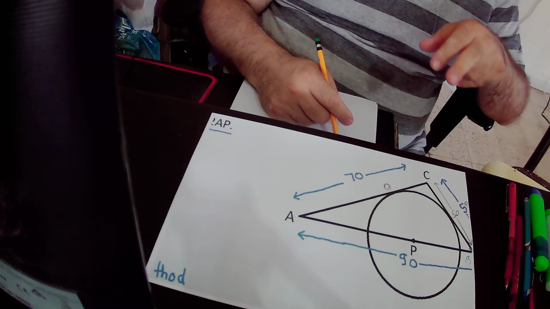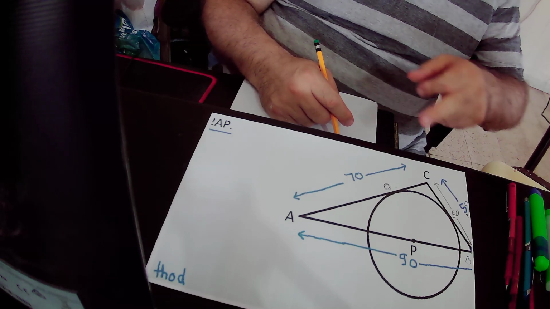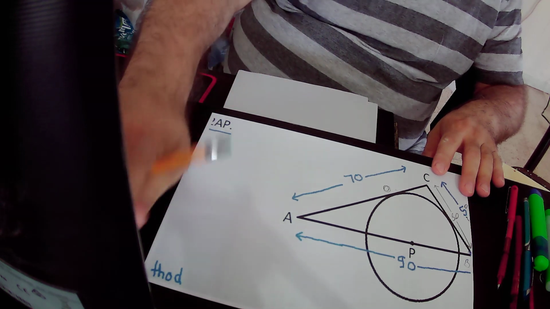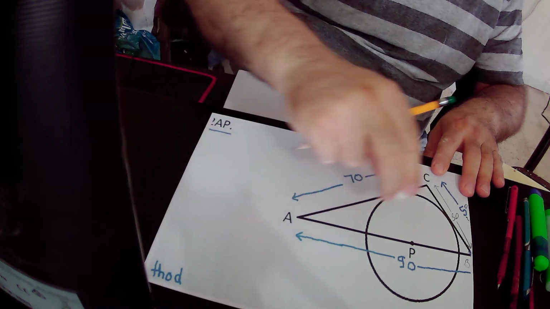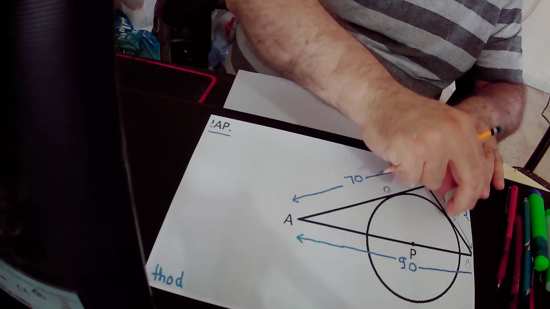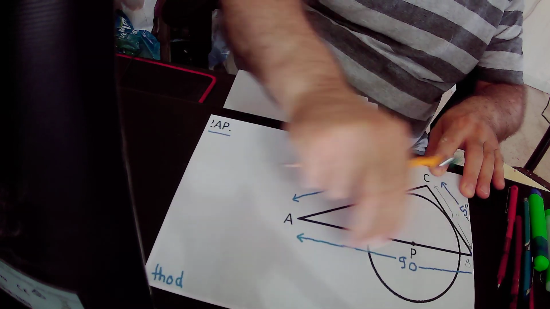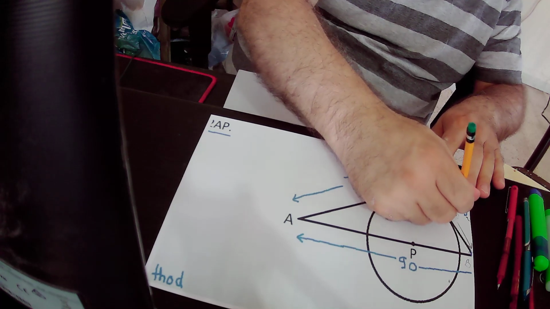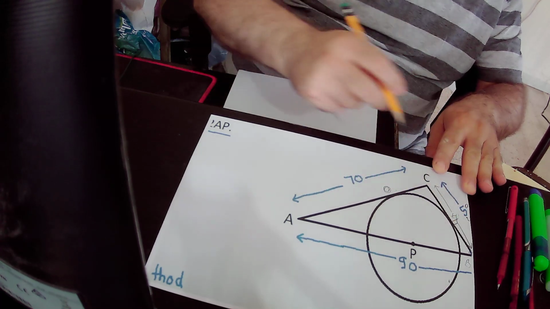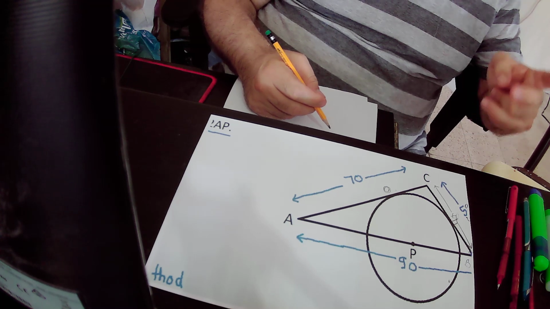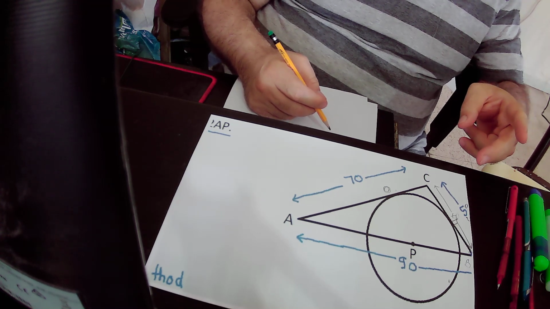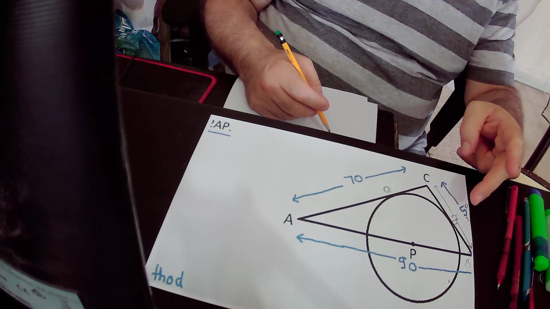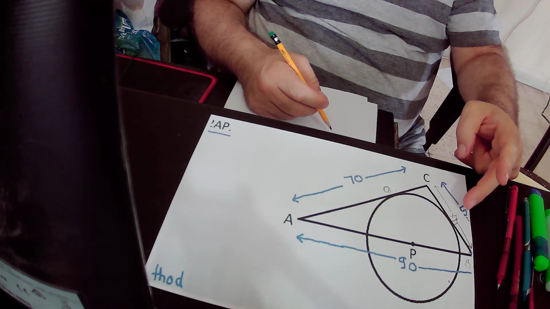Also side BC of the triangle is tangent to the circle at a point that we will call point E. Again, side BC of the triangle is tangent to the circle at point E.